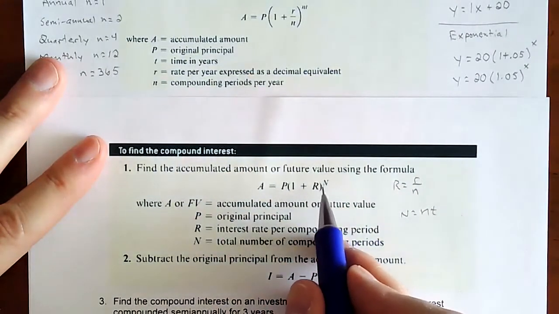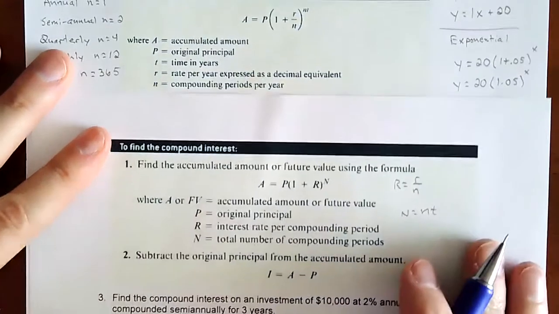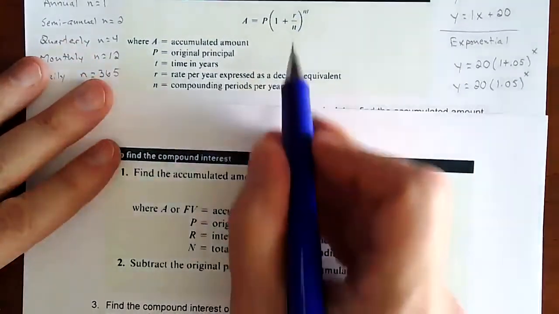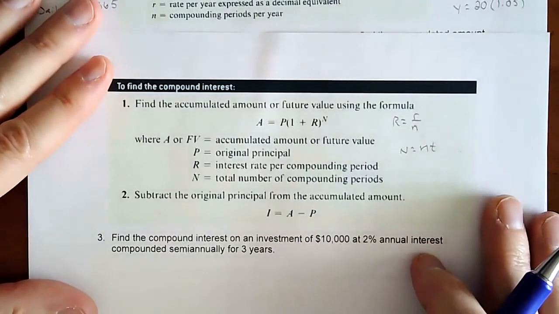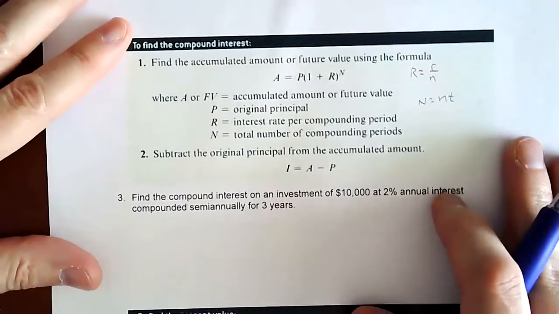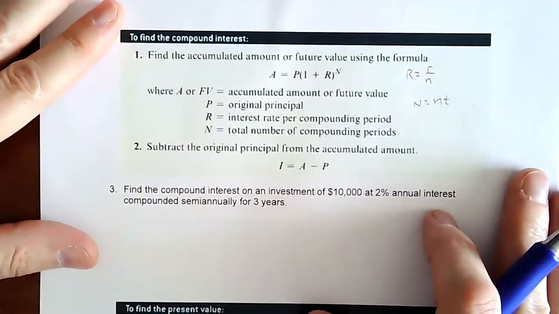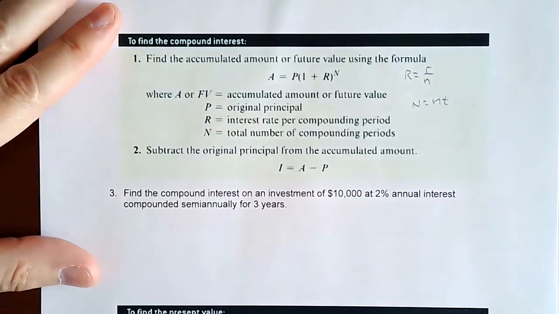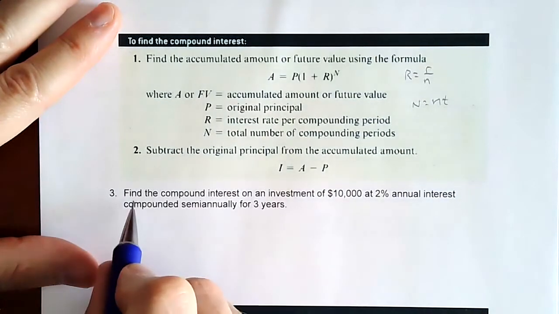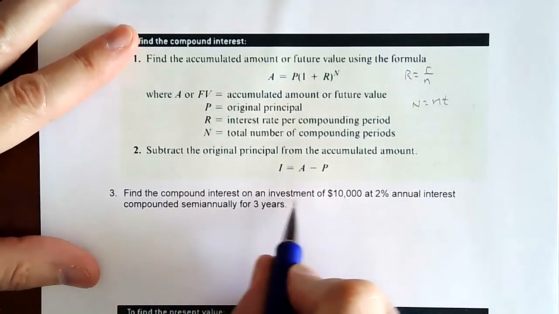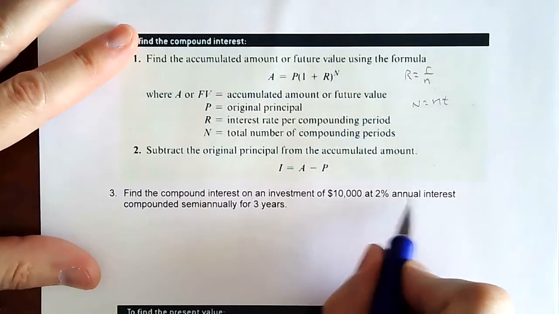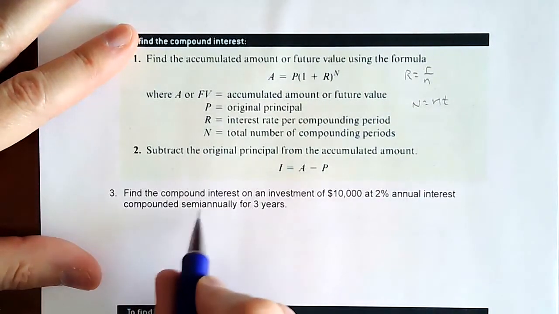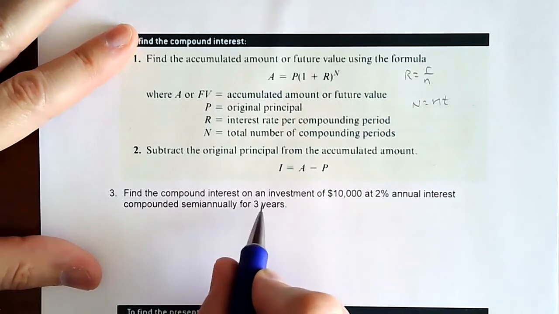So I'm not going to focus too much on this, at least on this particular problem, because they don't give this information. They give this information. So I'm going to do pretty much the exact same thing, but there is one little part to this problem that I want to make sure we answer correctly. It says: find the compound interest on an investment of $10,000 that earned 2% annual interest that was compounded semi-annually for 3 years.